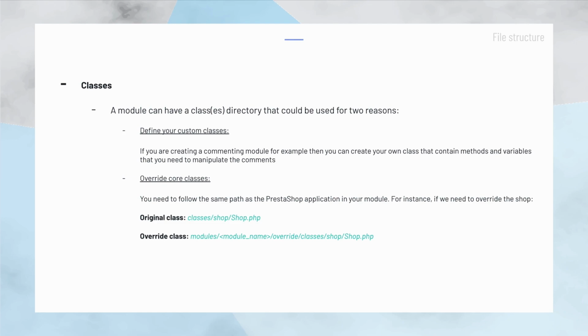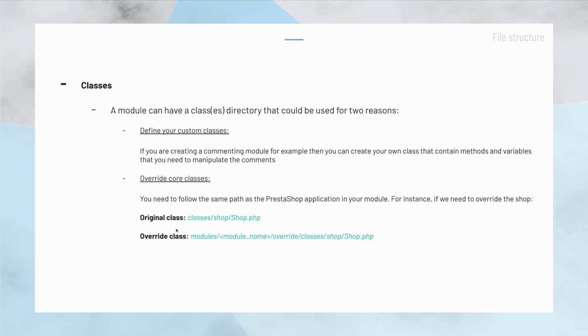And the other reason to use these classes is basically to override core classes. You need to follow the same path as the PrestaShop application in your module. For instance, if you would like to override, for example, the shop class, then here is how to do it. I leave you this good example. So this is the original file location. It's classes in the root of our application /shop/shop.php. And as you may see here, we don't have the same rules of nomination as the module. We can write camel case or capital S, whatever, here on the class name.